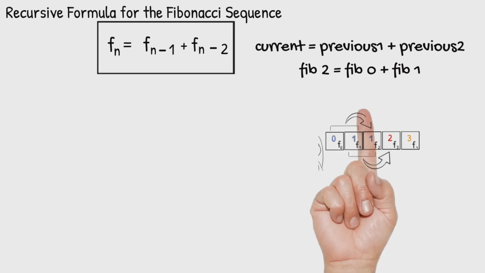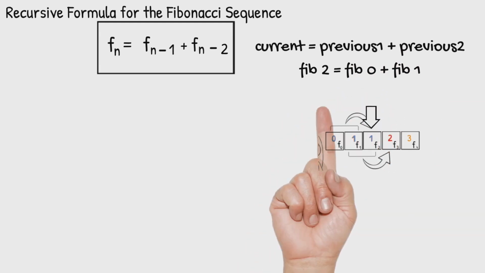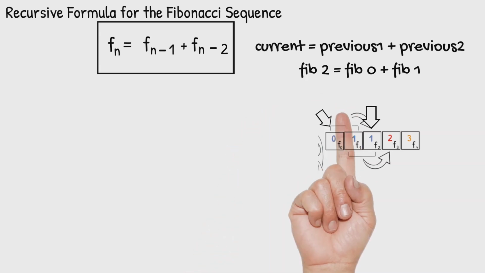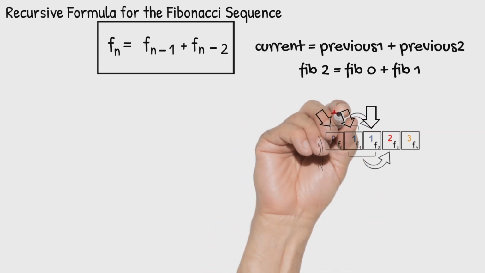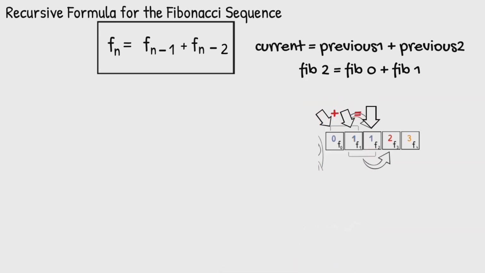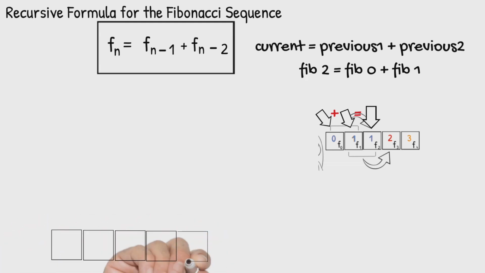Just like in our last example when we found that Fib2 could be determined by adding the values for Fib0 and Fib1 and so on and so forth, this formula is just a mathematical way of describing the very same thing. Let's once again write out our Fibonacci sequence and see how this formula is actually applied.